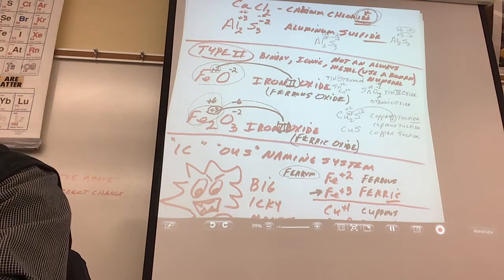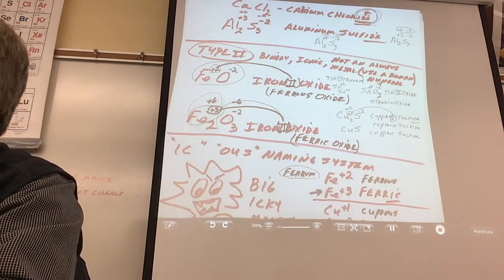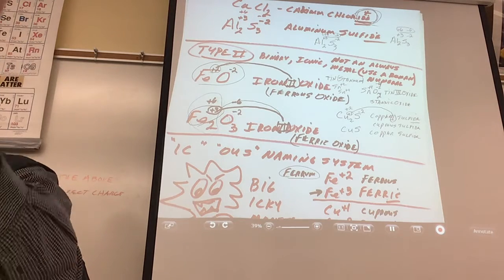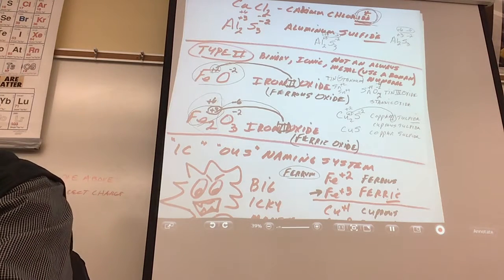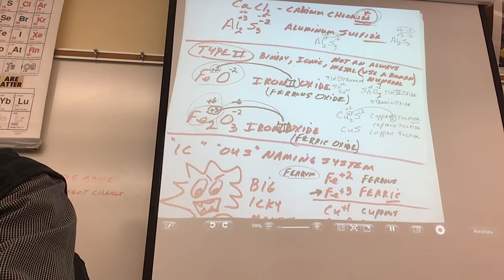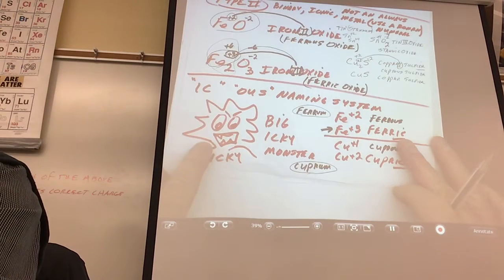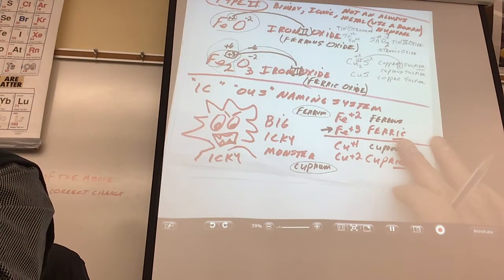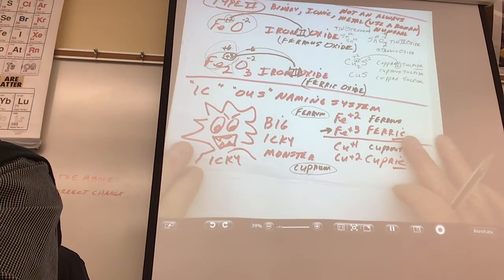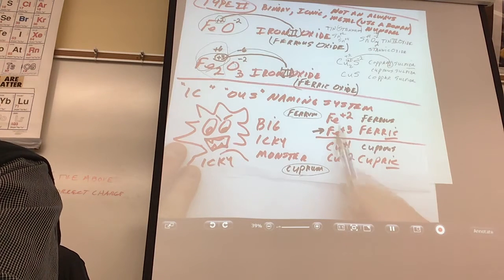Before they started using the Roman numerals to name compounds, a lot of scientists thought that metals only had 2 forms. You had this charge or this charge. And they used this thing called the -ous/-ic system. Now, the -ous/-ic system, that's what that weird drawing is on your handout sheet. See? I made that up. It's called a big, icky monster, right? The big, icky monster.